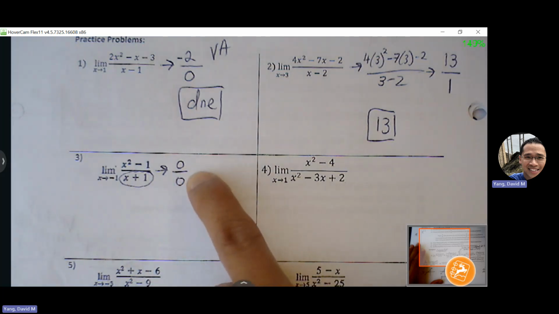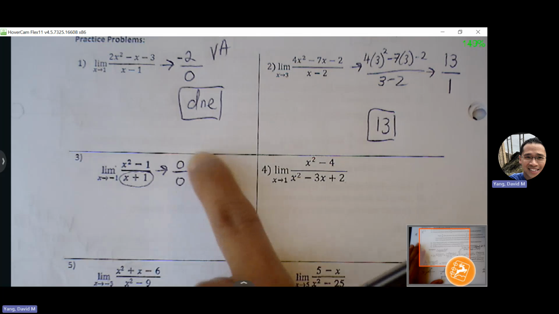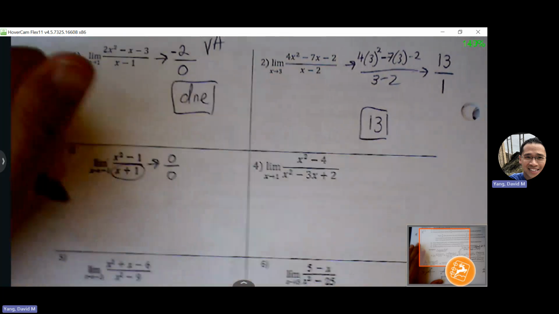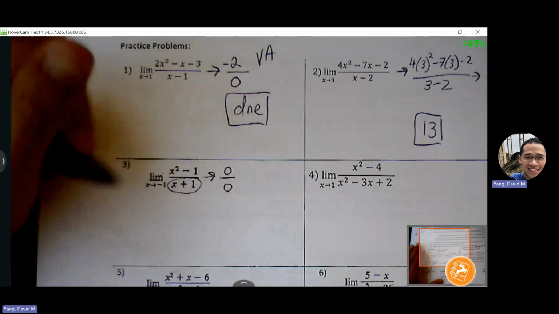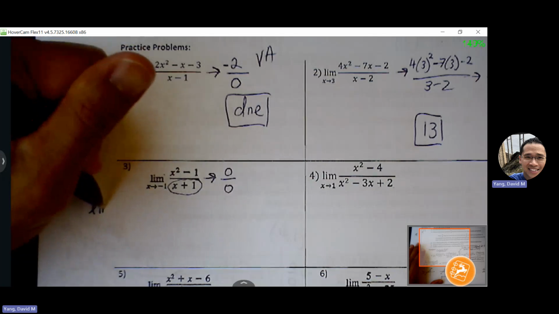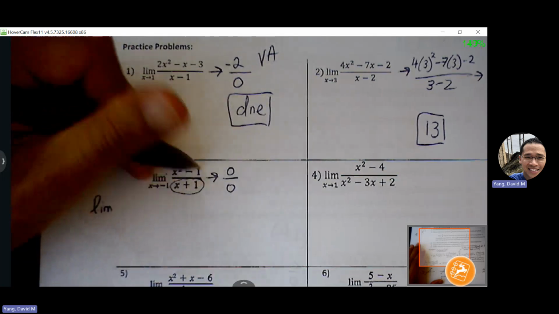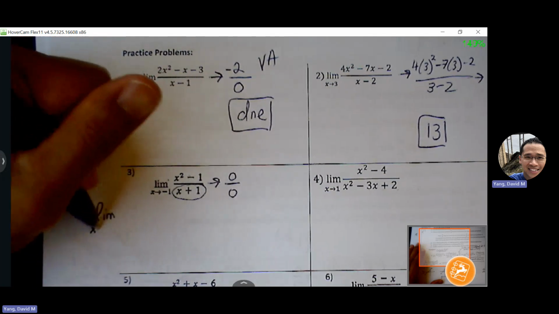You already know what's going to happen. You're going to find an x plus 1 above and below and try to cancel that out because you know that's causing that 0 over 0. Okay, we know that we got to do some work. We know that we're not done with the x's yet. So I'm going to rewrite my limit notation.